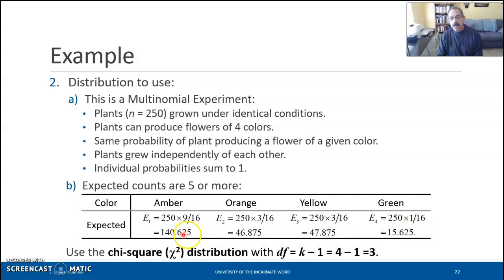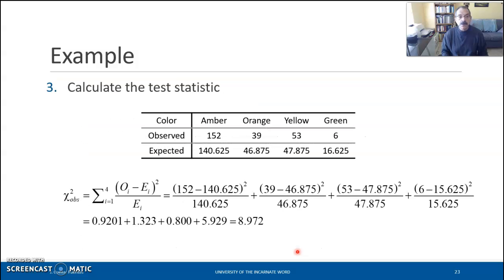And you can see that every expected value is larger than 5. So we meet the two conditions. One, we have a multinomial experiment, and then all the expected values are larger than 5. So then we're justified in using the chi-square distribution with degrees of freedom equal to the number of categories minus 1. So there are 4 categories minus 1, so the degrees of freedom is 3. All right, so now we know what distribution we're going to use.